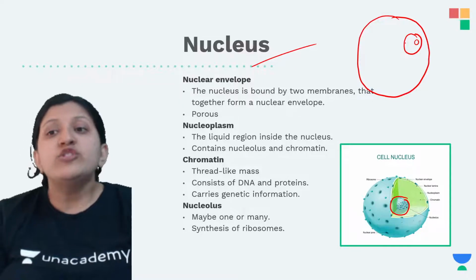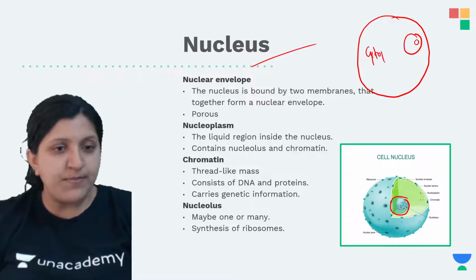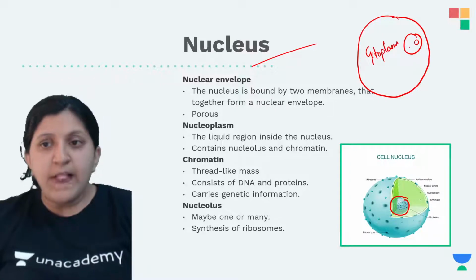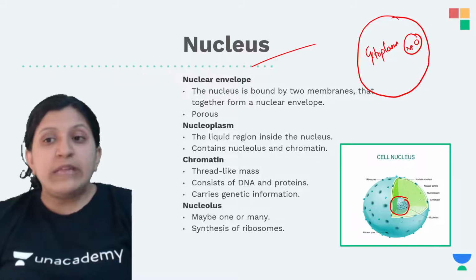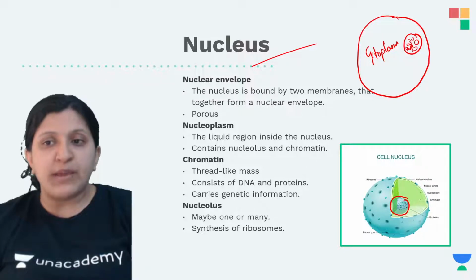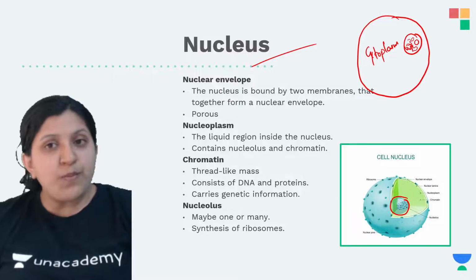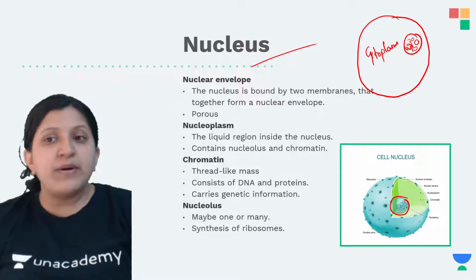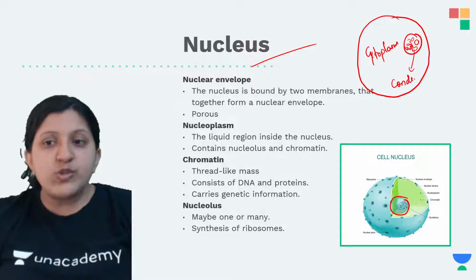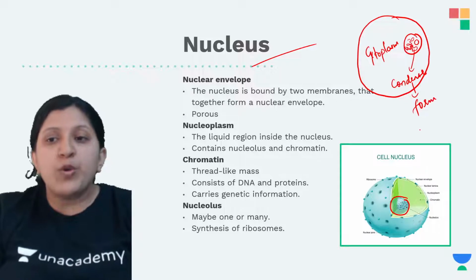Okay, so now this space is actually having a cytoplasm, and this one is nucleoplasm. Suspended in the nucleoplasm you can find a chromatin fiber. This chromatin fiber is going to condense, and as the condensation occurs, it will condense to form a chromosome.